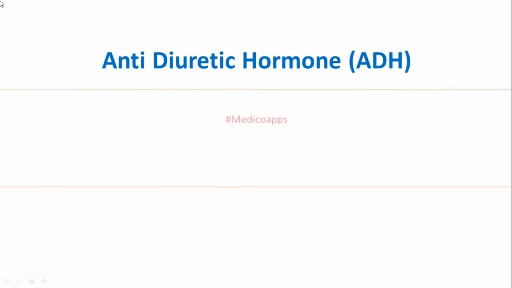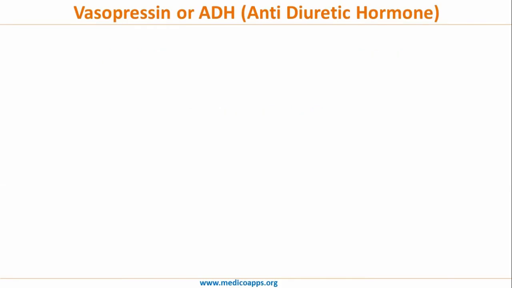In today's Medicoapps Masterclass, we will learn about antidiuretic hormone or ADH. Antidiuretic hormone is also called vasopressin. Let's start with the synthesis. It is synthesized in the hypothalamus and from there it is moved and stored in the posterior pituitary.